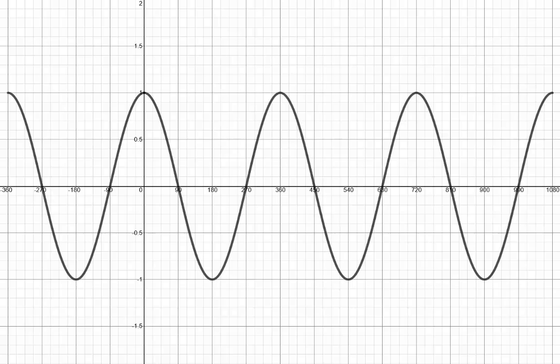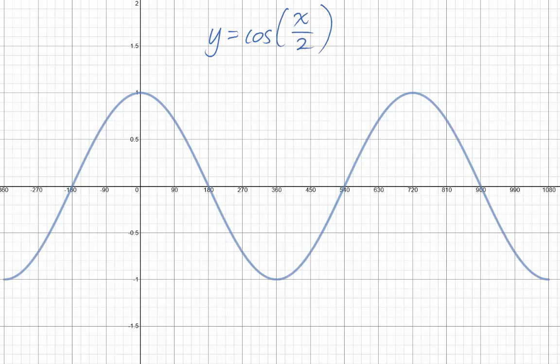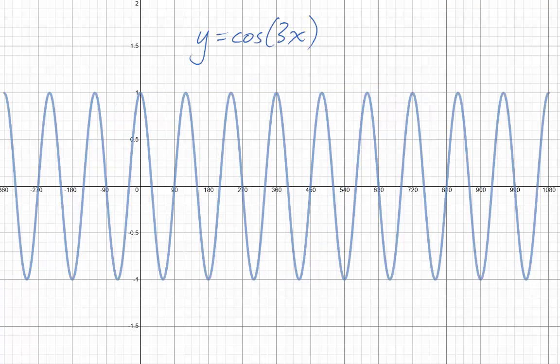Because the graph repeats every 360 degrees, we say that it has a period of 360 degrees. You might think that the period would always be 360 degrees, but if you change the rule slightly to something like y equals cos x on 2, the graph is stretched by a factor of 2 horizontally, so the period is now 720 degrees. Or if you had y equals cos 3x, the original graph is squashed to a third of its width, so the period is now 120 degrees.